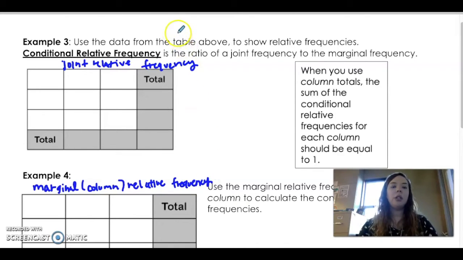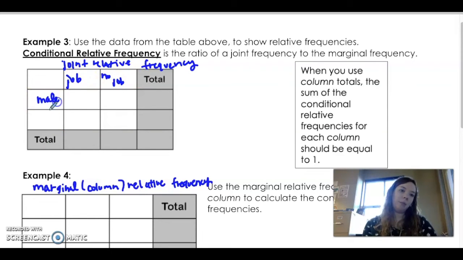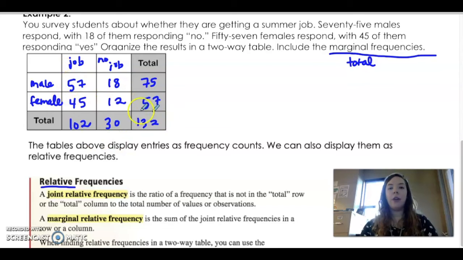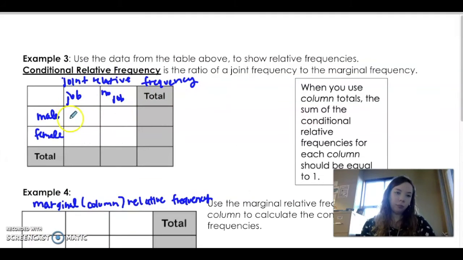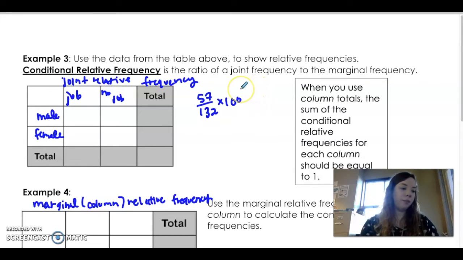Okay, so use data from the table above. So we're using the one from our job, no job, male and female. And all you do is you take whatever is in that cell. Like in this cell, it's 57, and you're going to divide it by the grand total and then times by 100 to get your percentage. So you take 57 for this first cell over 132, because that was our grand total, and then times 100. So you're doing that for each piece. When you do that here, 57 divided by 132 would give you 43.18%.